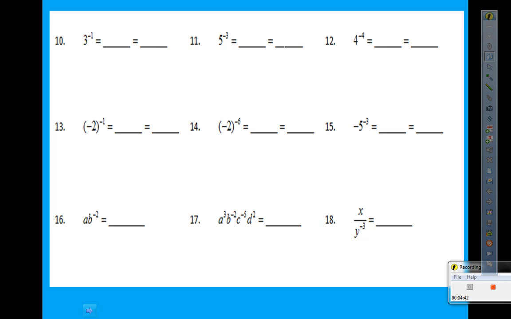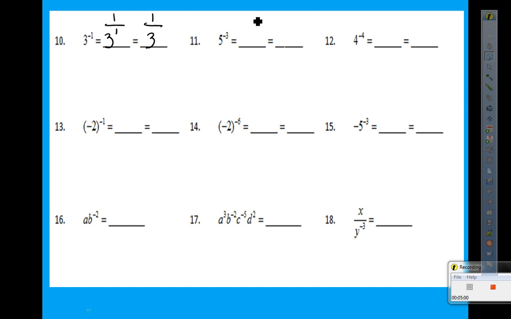So here's my number 10. Don't try to do these in your calculator. We may run a little bit of it through your calculator, but mostly we're going to do it in our heads. 3 to the negative 1 is the same thing as 1 over 3 to the 1st. But 3 to the 1st is 3. So to get rid of the negative exponent, put it in the denominator.